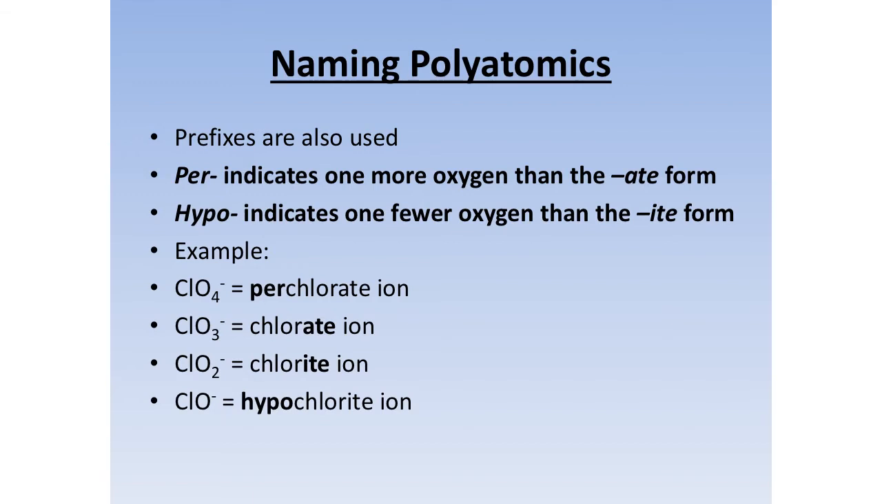Now, sometimes we also have some prefixes that can be used too. So we'll see two different prefixes, per and hypo. Per indicates one more oxygen than the common one, than the "ate" form. So think about per is somebody who's perfect and they are an overachiever, so there's an extra O. Hypo has one less oxygen than the "ite" form.